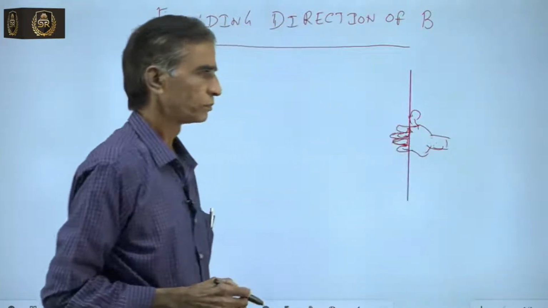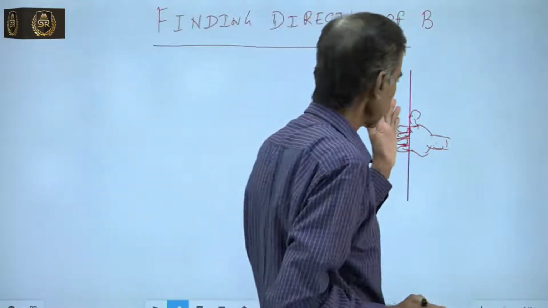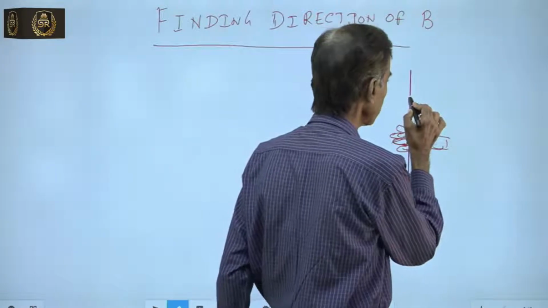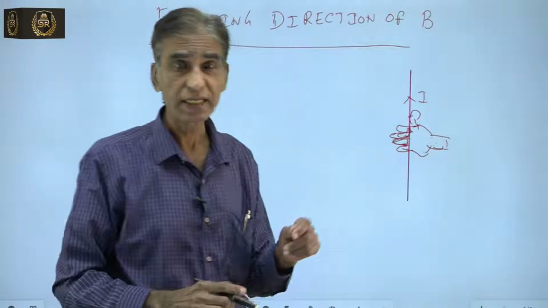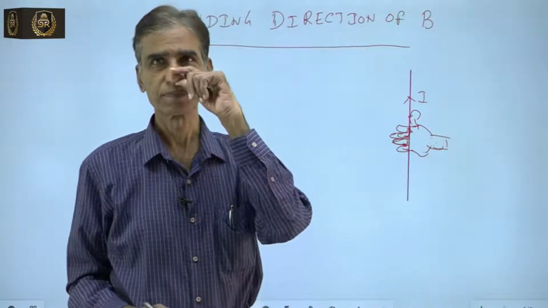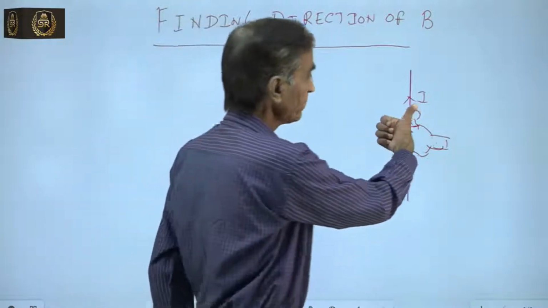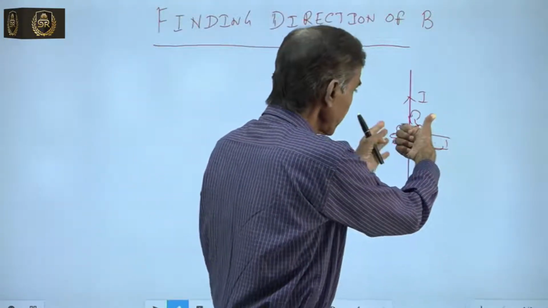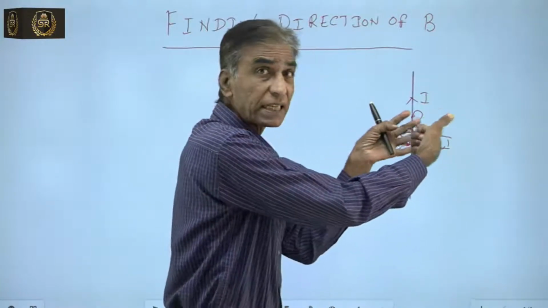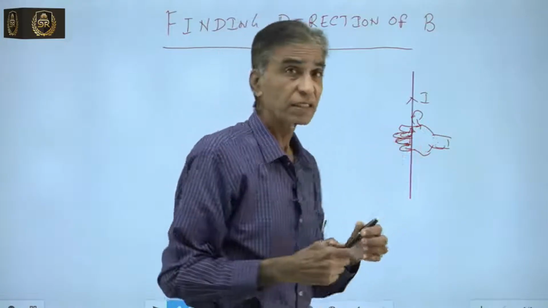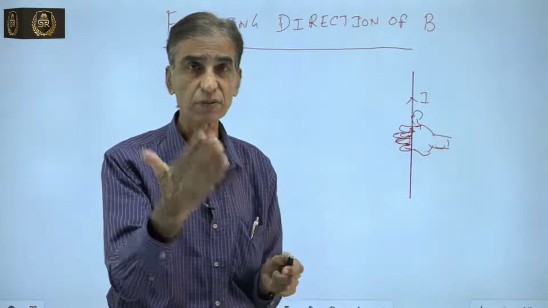See this now. See the diagram here. This is our right hand. This is the thumb. Thumb is in the direction of current. And the curled fingers indicate the direction of the field lines. So, just see how it is. On the left, the lines are coming out of the board. Means the field is out of the plane.